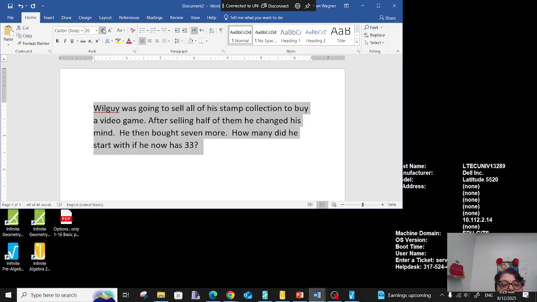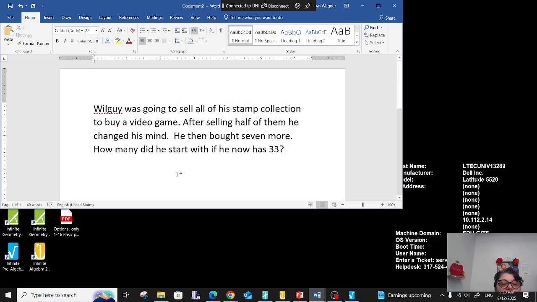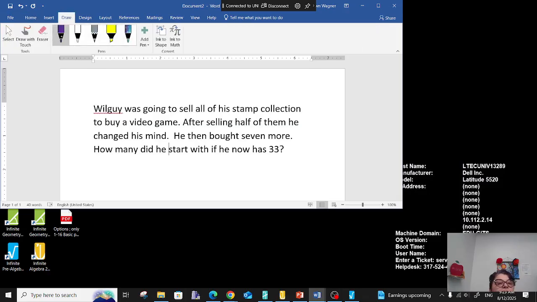Okay, before we start, what does half mean? Will Guy was going to buy, so he has a bunch of stamps. We don't know how many he has. So that should be a clue. We're going to use a variable, right? We take that amount and we're going to divide it by 2.